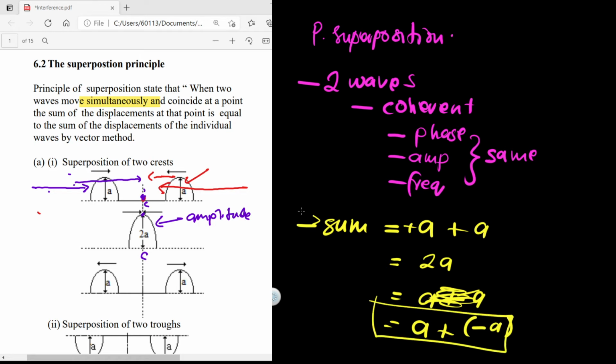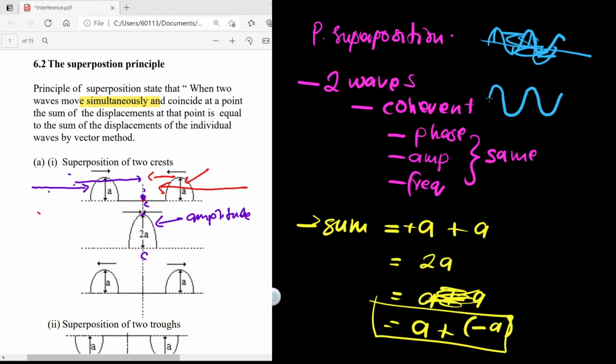So for the first case, we look at what will happen if we have two crests. Here we have two crests. Remember, a crest is the maximum position of the wave, or maximum displacement of the wave on the upper part, measured from the equilibrium position. Let's say here we have a wave. This is the equilibrium position, the middle line. So the maximum amplitude we have 1, 2, 3, 4. Okay, this is not a pretty wave.